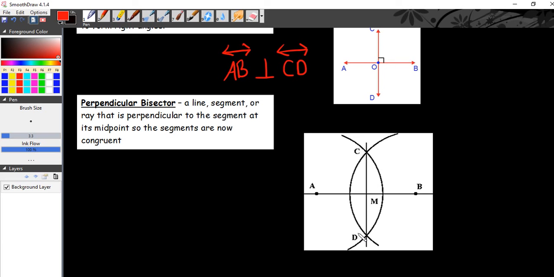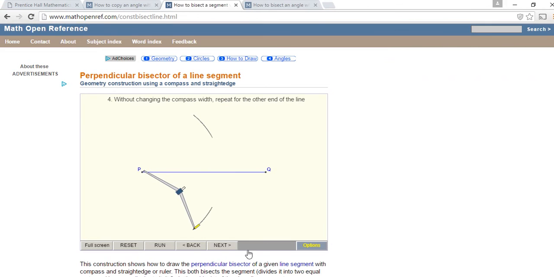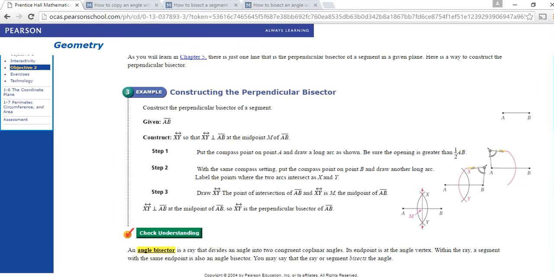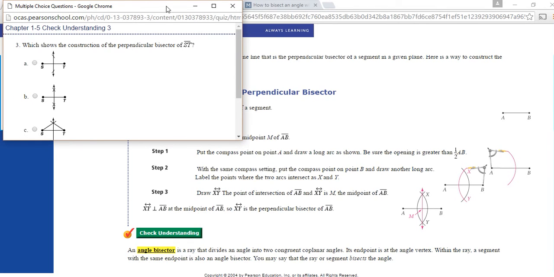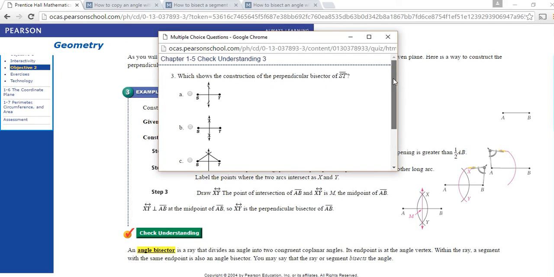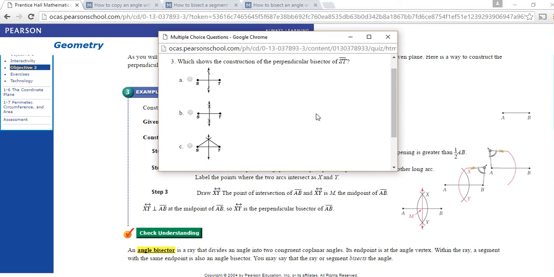All right, the next step. We'll do it on the other side. Draw a straight line between the two arc intersections. The line is the perpendicular bisector of PQ now. So that's how you would do it with a compass. All right, so knowing that, if we look at this question, which of these shows the construction of the perpendicular bisector of segment ST?